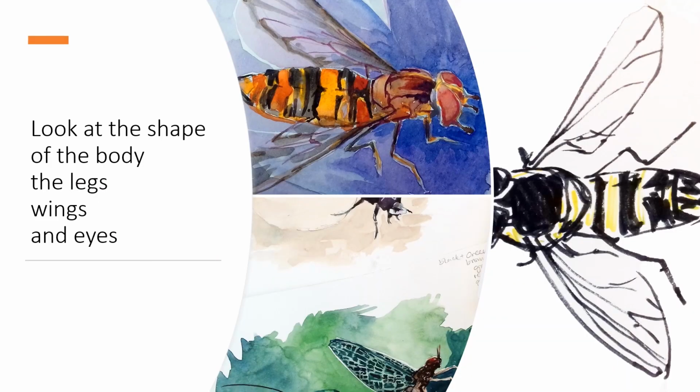So look at the shape of the body of your insect. How many different sections or segments are there? How many legs has your insect got? Probably 6. How many wings has it got? And have a look at the shape of the eyes as well.